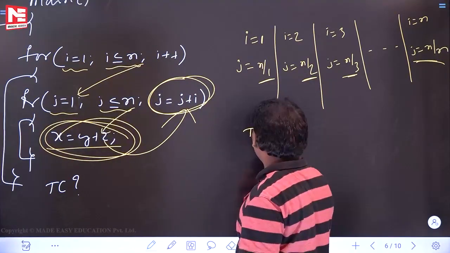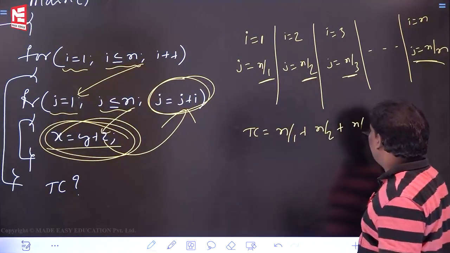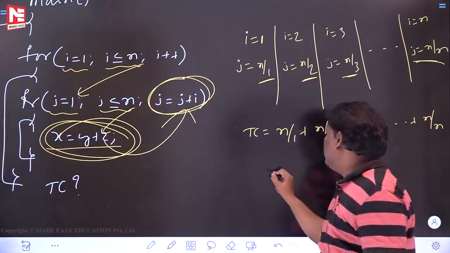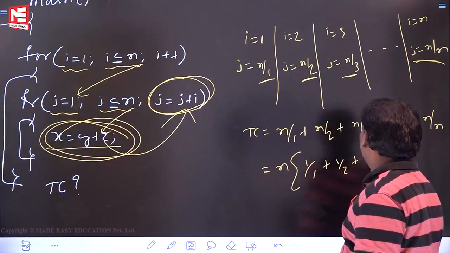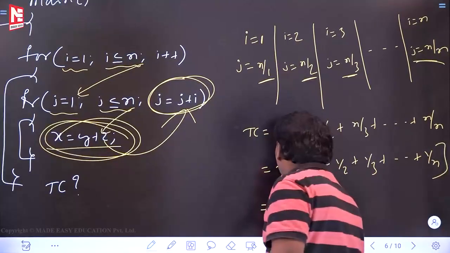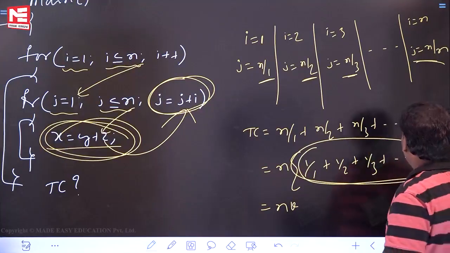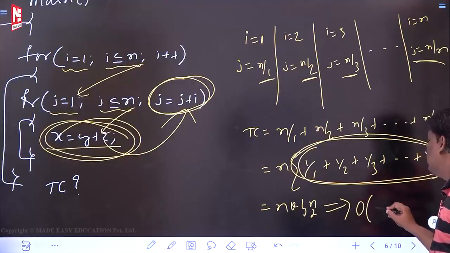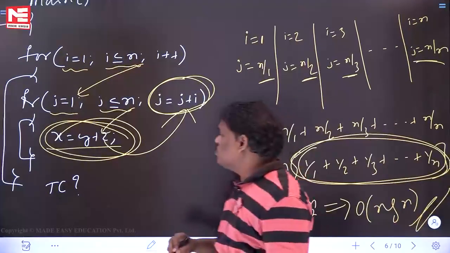So time complexity is equal to what? First time n by 1 time, second time n by 2 time, third time n by 3 time, and so on, last one n by n time. If you take n common, what is the answer? 1 by 1 plus 1 by 2 plus 1 by 3 and so on up to 1 by n, which goes to log n series. Try to remember from now onward, this is log n based. Finally, the time complexity of this problem is going to be n log n.